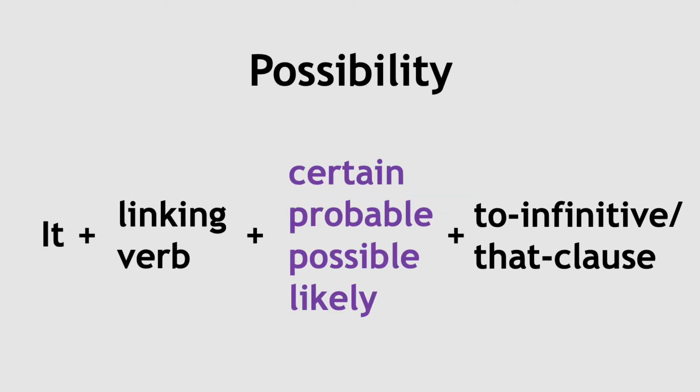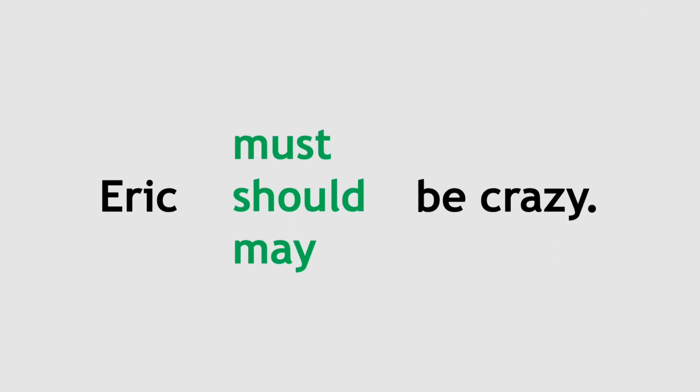For example, for possibility, we can have it and then a linking verb, and then adjectives such as certain, probable, possible, likely, followed by to-infinitive or that clauses. It is good to illustrate this with an example. So we have Erik must be crazy, or if we can tone down the possibility, we can say Erik should be crazy or Erik may be lazy to show different degrees of possibility.